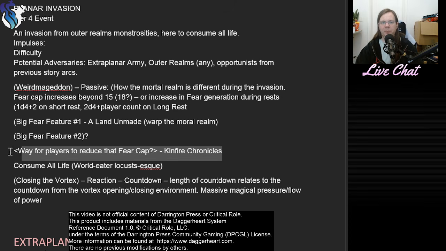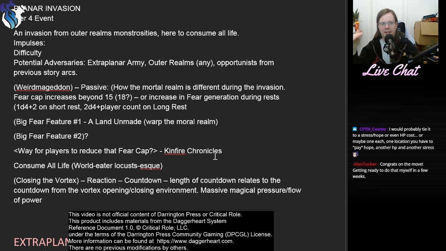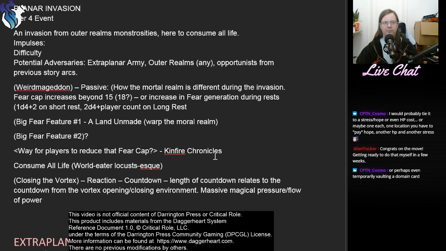So having some element in this second stage environment that is a way for the players to reduce that fear cap back toward 12, maybe toward 15, if not all the way to 12. And that would be a cool way for players to feel like they are making meaningful progress in an environment that is meant to play out over the course of a number of sessions instead of an environment for one scene or maybe one session.